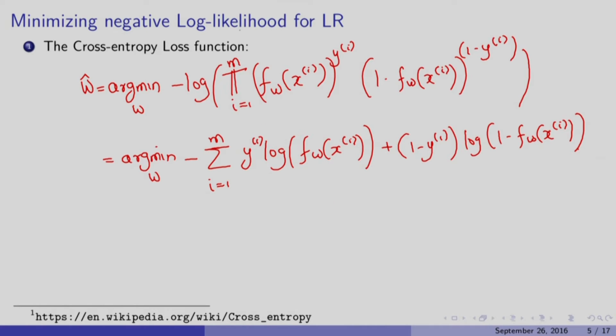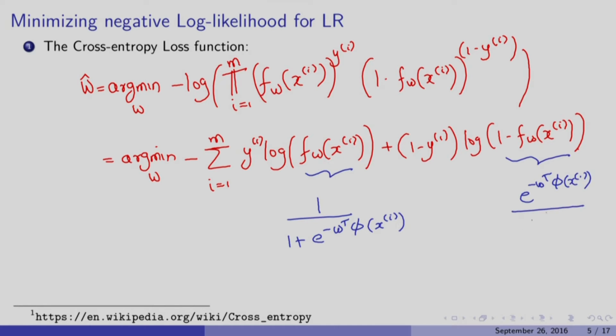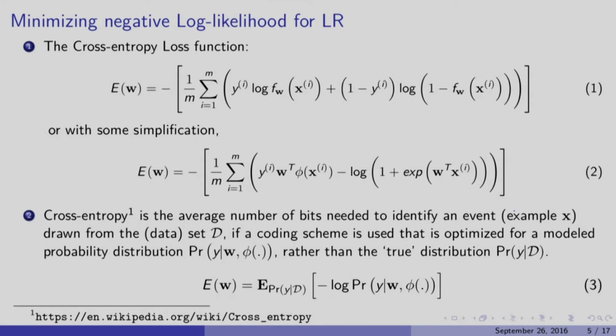So let us substitute for f(w). So recall that f(w) is 1 upon 1 plus e raised to minus w transpose phi xi, and 1 minus f(w) xi is e raised to minus w transpose phi xi divided by 1 plus e raised to minus w transpose phi xi. So with the substitution you get this form, and as I said you can expand this f(w).